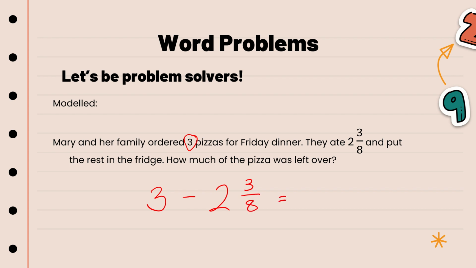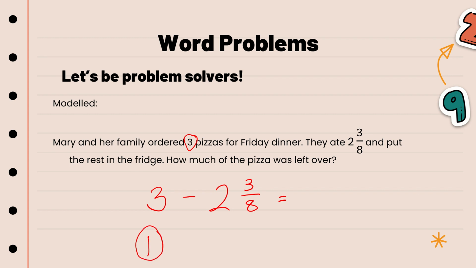Now, if I wanted to draw this, I could easily draw it by drawing 3 circles, cutting them into 8 slices because my denominator is 8, and then crossing out what they had for dinner and then finding the rest. But I can also do this without any images. I'm going to start with the whole numbers first. So 3 take away 2 is 1 whole. Now that's not my answer, so I'm just going to put it down here so that I know. They've got 1 whole pizza left.